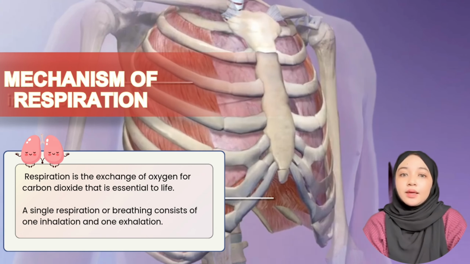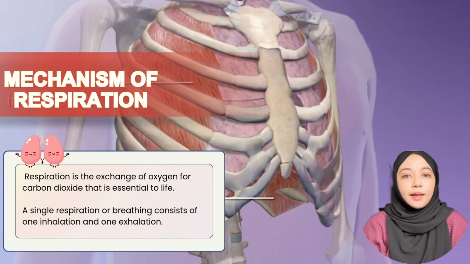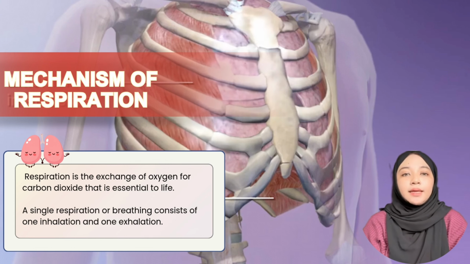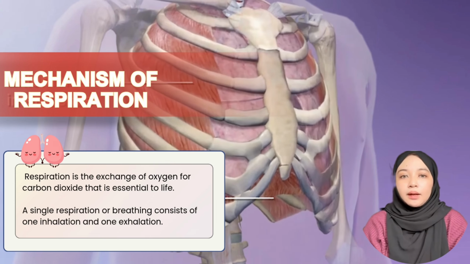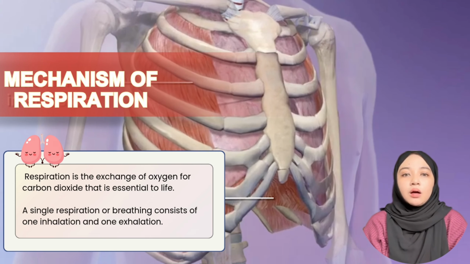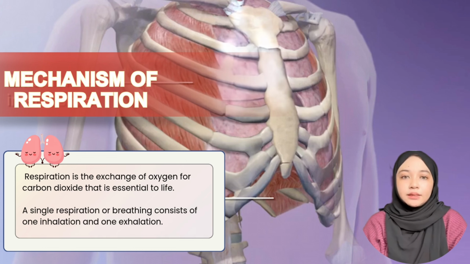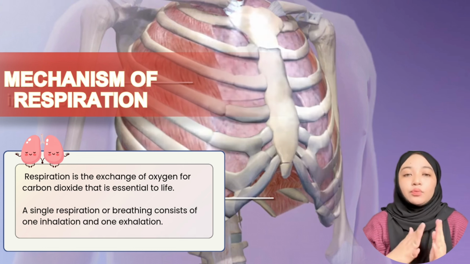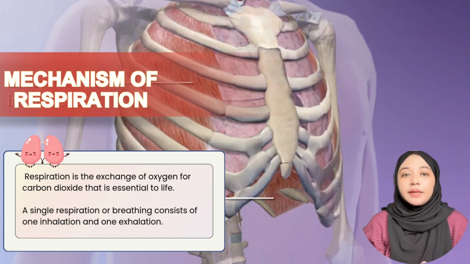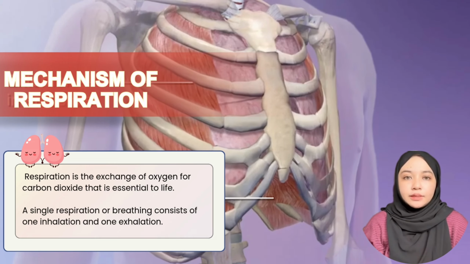Next is the exchange of the gas. This happens in the lung in tiny sacs called alveoli. Oxygen goes into the blood and carbon dioxide comes out of the blood to be breathed out. So, one respiration means one breath in and one breath out, helping the body get oxygen and remove carbon dioxide.